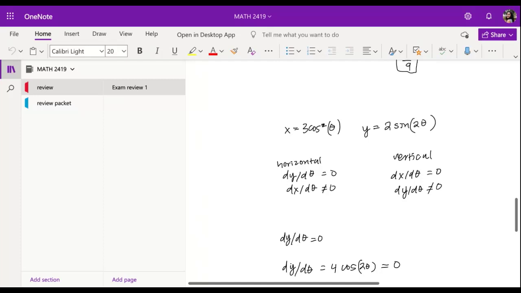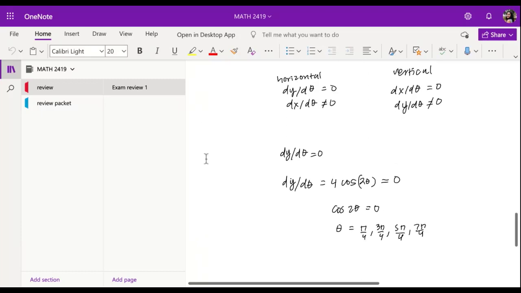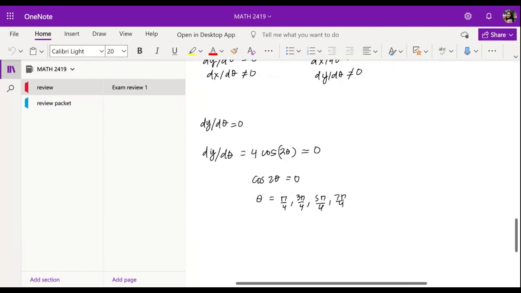And for dx/dθ, we do something pretty similar. Oh, you guys can't see my screen. Sorry about that. So there, hopefully everyone can see that now.